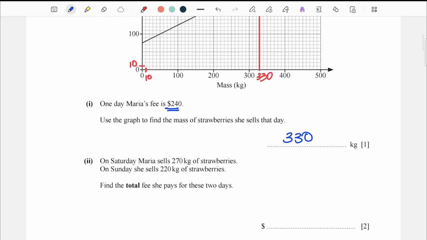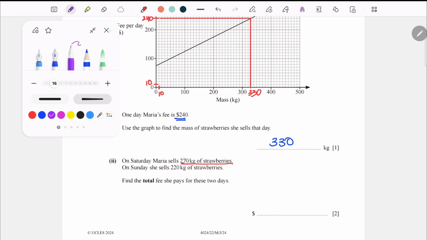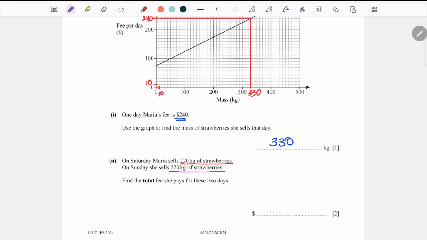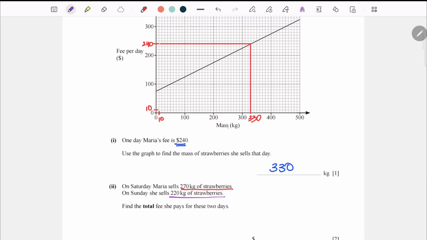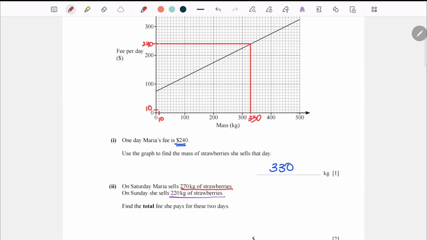In part B2, on Saturday, Maria sells 270 kilograms of strawberries. On Sunday, she sells 220 kilograms of strawberries. Find the total fee she pays for these 2 days. So first, mass is given on the x-axis. So we're going to find the price using the graph.